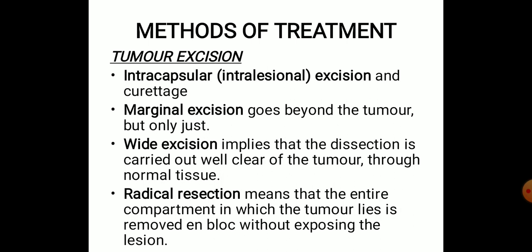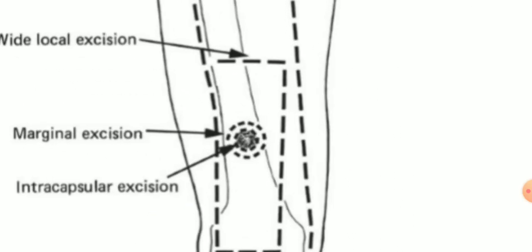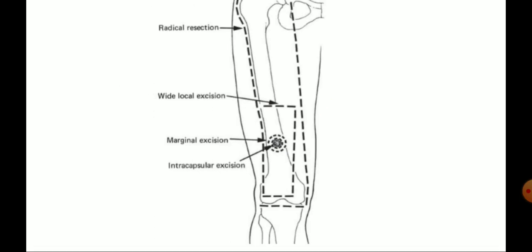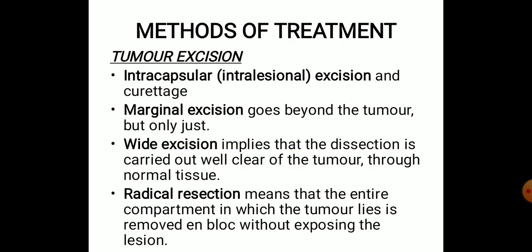It goes beyond the tumor, but only just surrounding the bone tumor. In the marginal excision, we are not actually excising only the tumor, but we are going for the surrounding structures, but not too far. The surrounding structures are also excised in the marginal excision. Next one is wide excision. It implies that the dissection is carried out well clear of the tumor, into the normal tissue. So in the wide excision, we are excising that particular area of lesion.